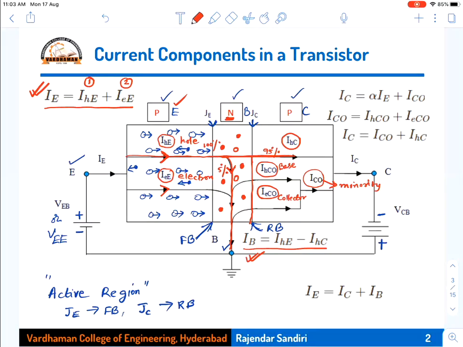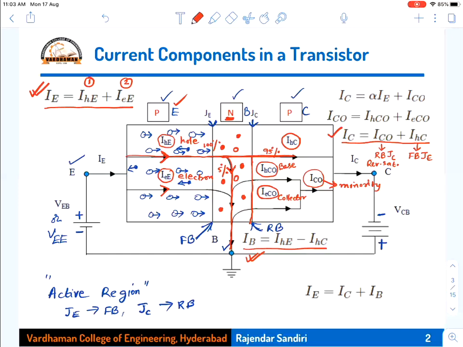The current coming from the emitter is collected by the collector. Along with that, because the collector base junction is reverse biased, that junction also has reverse saturation current. So the total collector current IC is equal to IC naught, the reverse saturation current due to the reverse biased collector junction, plus IHC, which is because of the forward biased emitter junction. That current comes from the emitter side and is collected by the collector region.